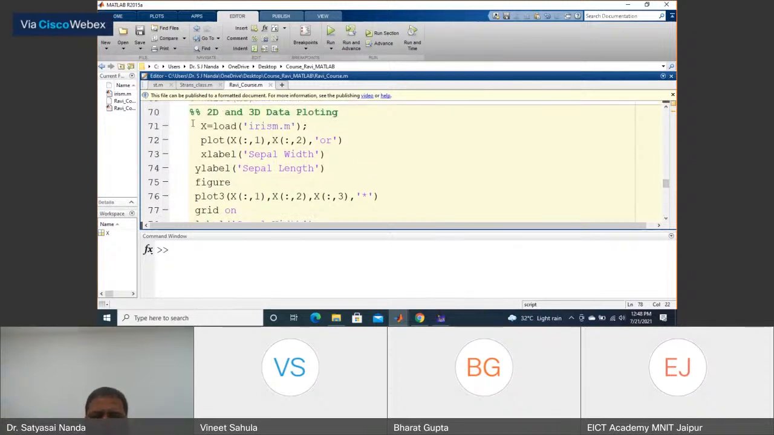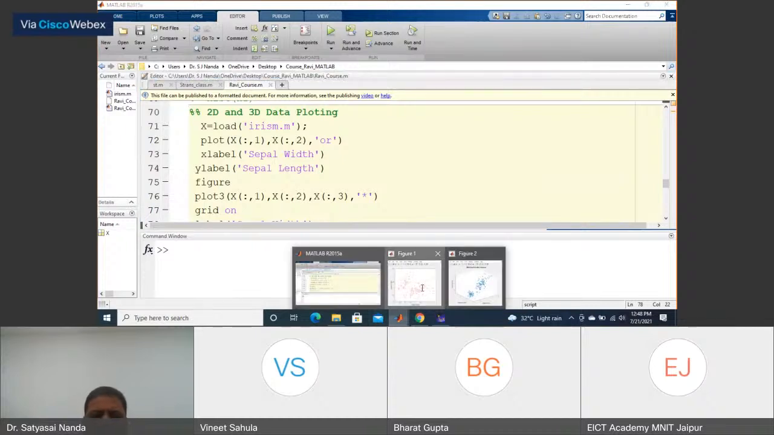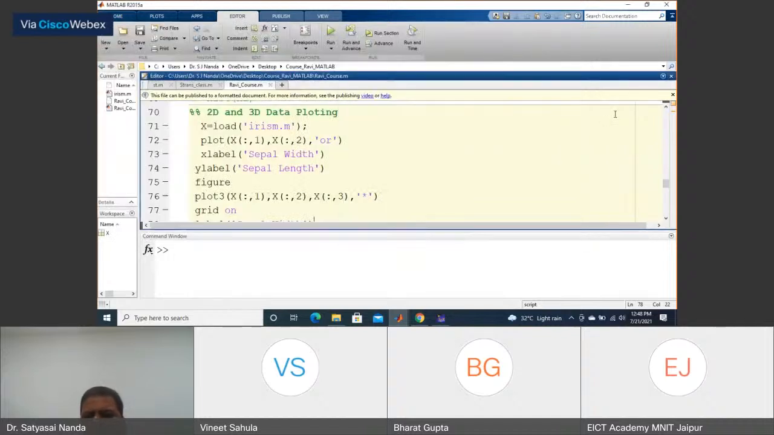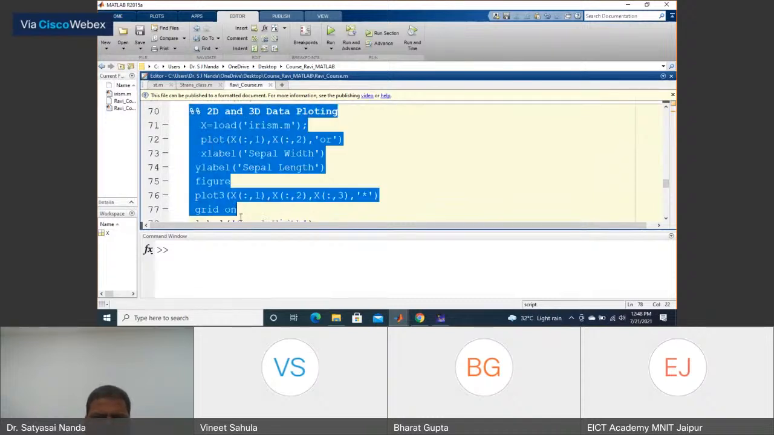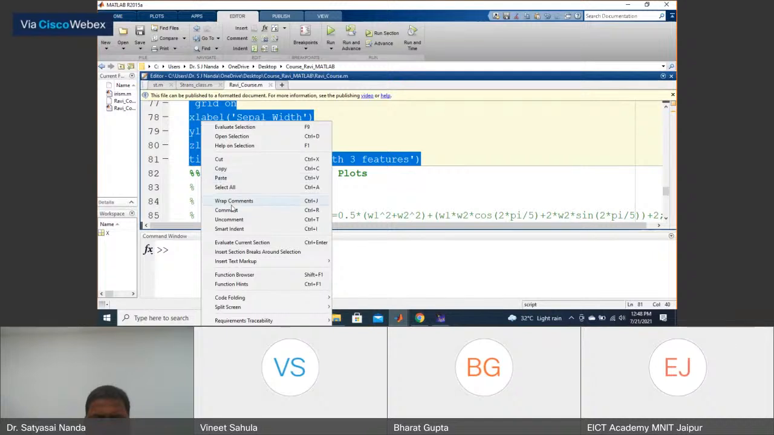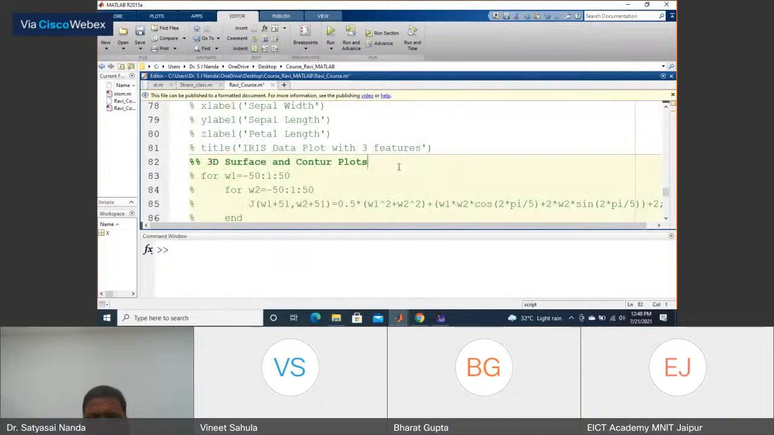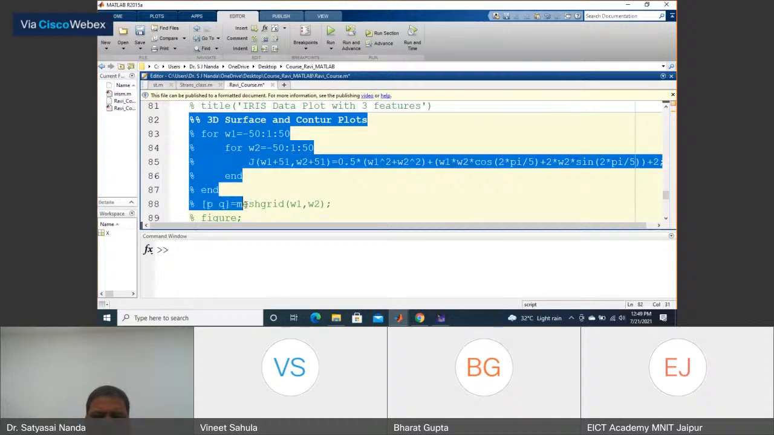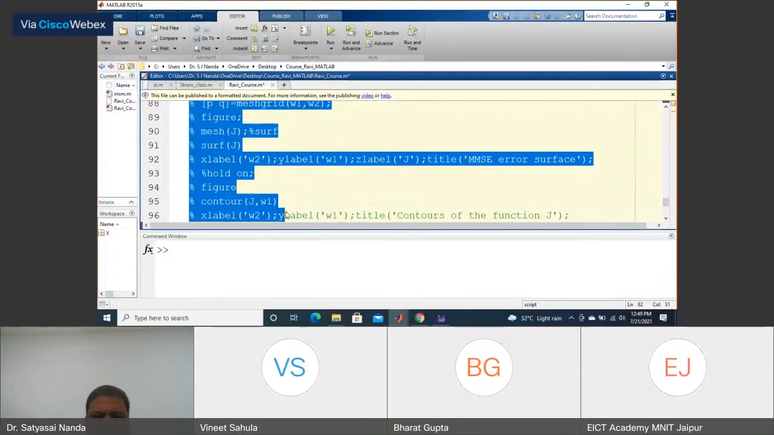So I was talking about the data points interpretation, that is, how you can plot the data points in 2D and 3D. Then I will be discussing how you will do the surface plot and contour plots in 2D and 3D. So this is about the 3D surface and contour plots.